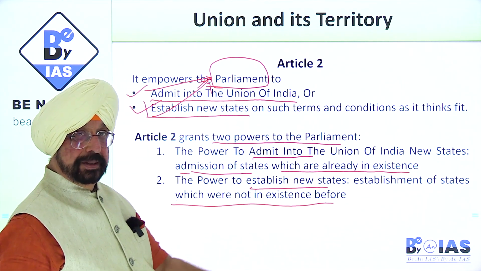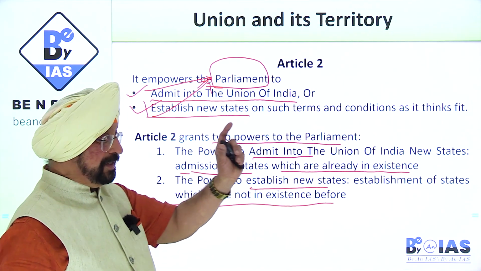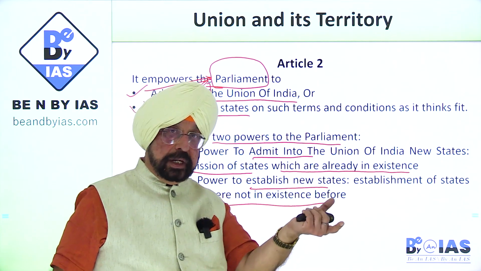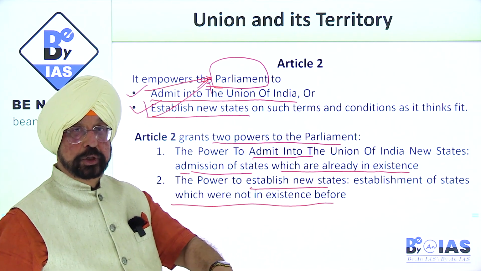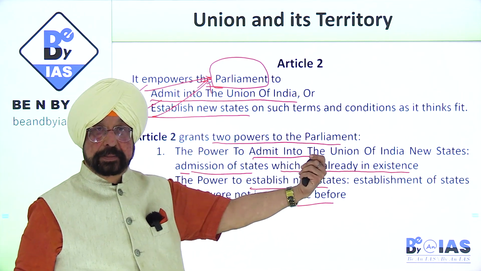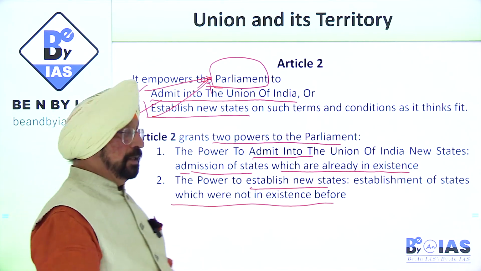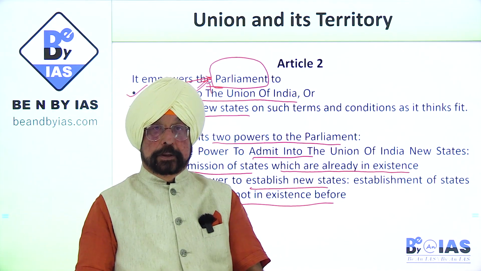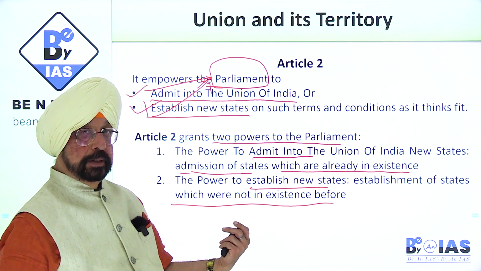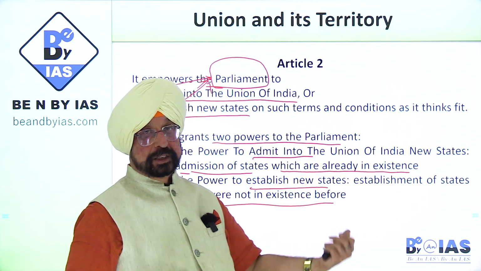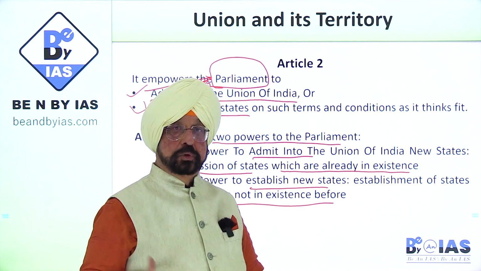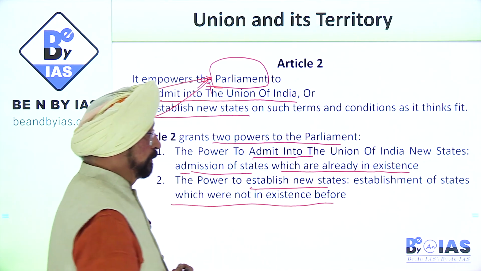The example is Sikkim. Now Sikkim was a state which was already in existence. It was admitted into Indian Union. How? Through a law passed by the Parliament. Second is creation of a new state. You create a new state and that state is also created through a law passed by the Parliament. We'll see the entire list how this whole process has evolved over a period of time.